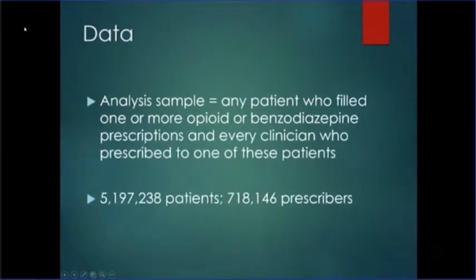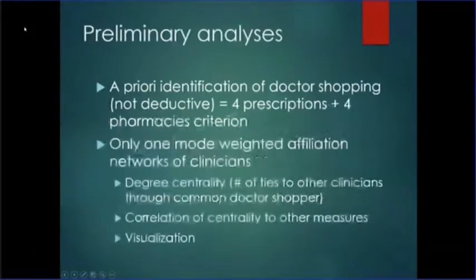So the analysis sample is going to be any patient who filled one or more, here we used opioid and benzodiazepine prescriptions because those are the two commonly abused controlled substances, and every clinician who prescribed to one of these patients. And so what we end up with is about 5 million patients and about 700,000 prescribers that prescribed any controlled substances or accepted prescriptions for any controlled substances.